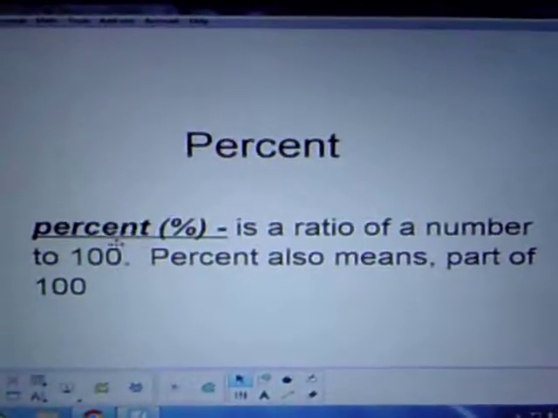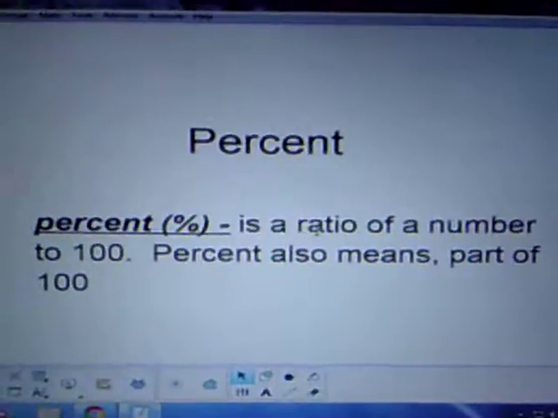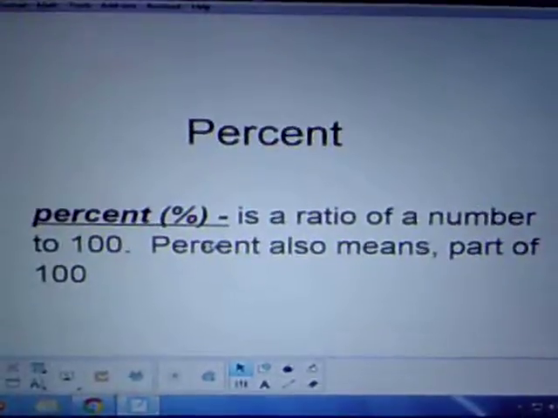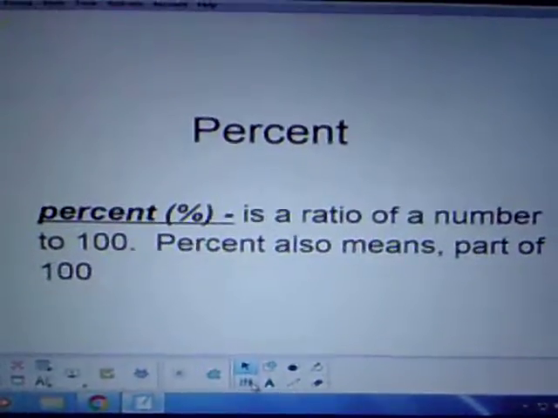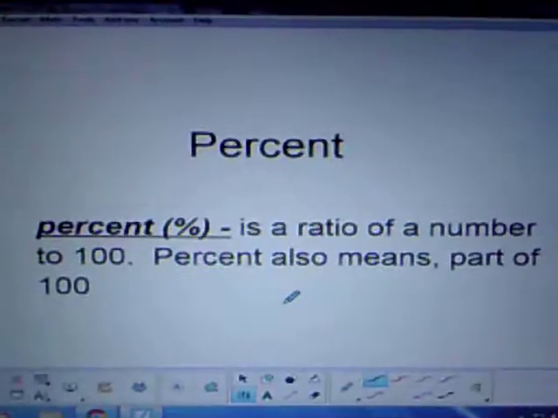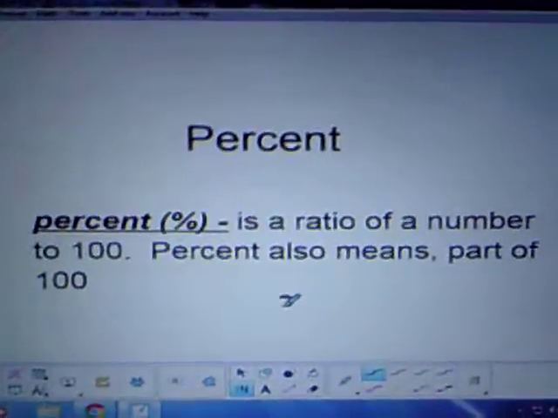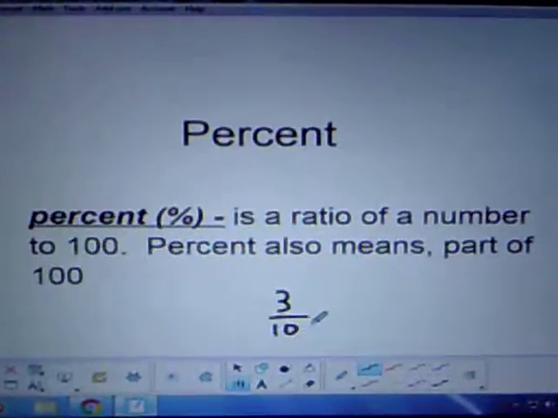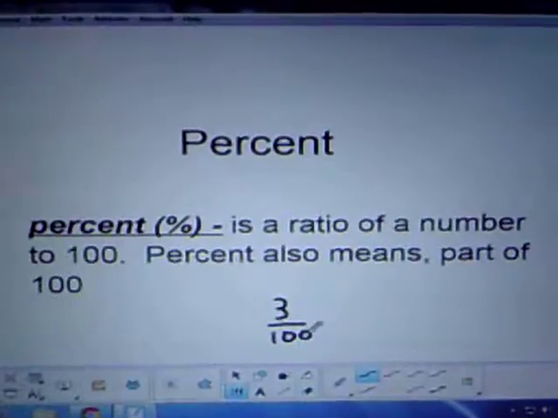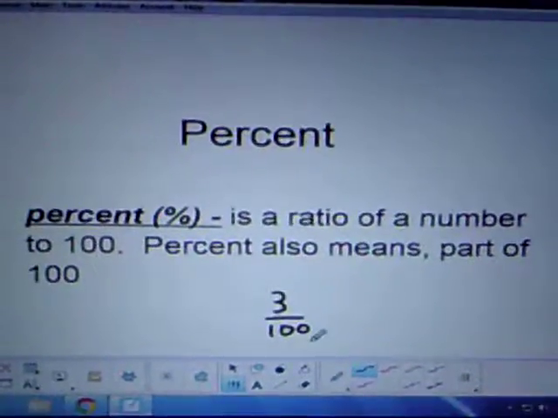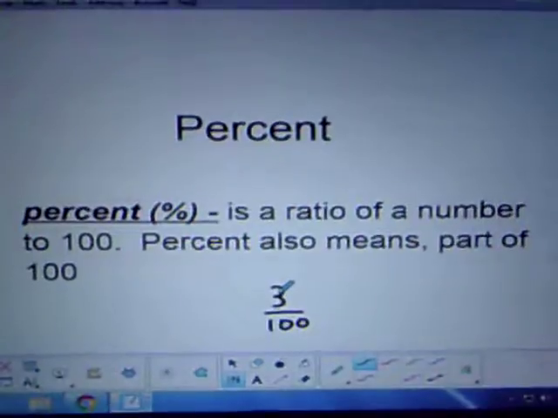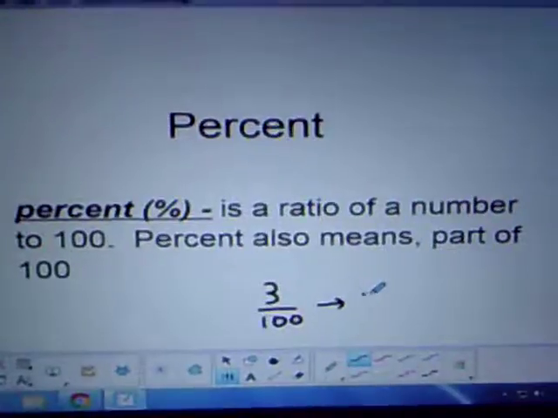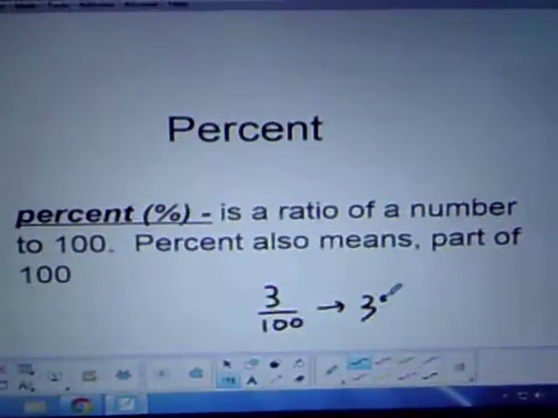So a percent, here's the definition. A percent is just the ratio of a number to 100. Okay? Percent also means part of 100. So whenever you have a number, any number, that's being compared to 100, such as 3 over 100, whenever you have the number 100 as your denominator of the fraction, the number up top, the numerator, always indicates your percent. So 3 over 100 could be rewritten as 3%.